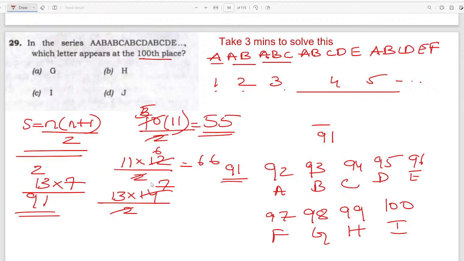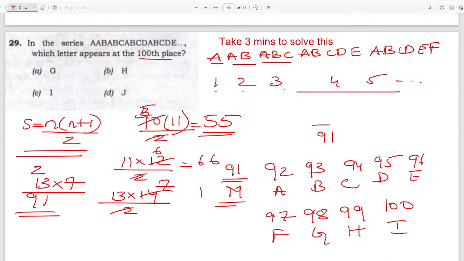So the 91st term would have 13 alphabets, the 13th alphabet. I hope this is clear. If you have any doubts, please ask. This would end here, and after that again it will start with ABCD. If you have any doubts, please ask.